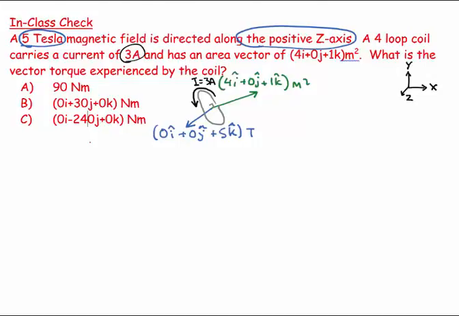And then the last little piece of information I'm given, maybe it's relevant, maybe it's not. In this case it is relevant, is that this is not just a single loop, it's a coil. And so I have, in this case, I think it's something like 4 loops. So the wire goes around 4 times, and the torque I get from the first loop will be matched by the torque I get from the second loop, because it has the same area, the same current, and it's in the same magnetic field.